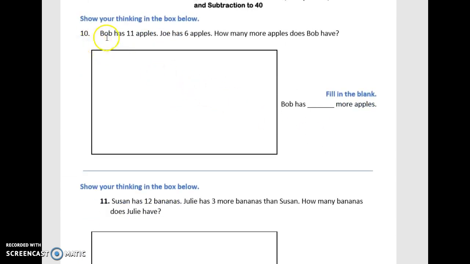Number 10. Bob has 11 apples. Joe has 6 apples. How many more apples does Bob have? Draw your pictures. Fill in the blank. Bob has blank more apples.